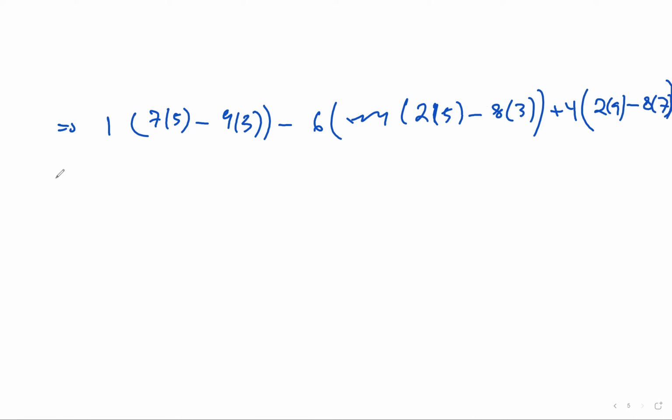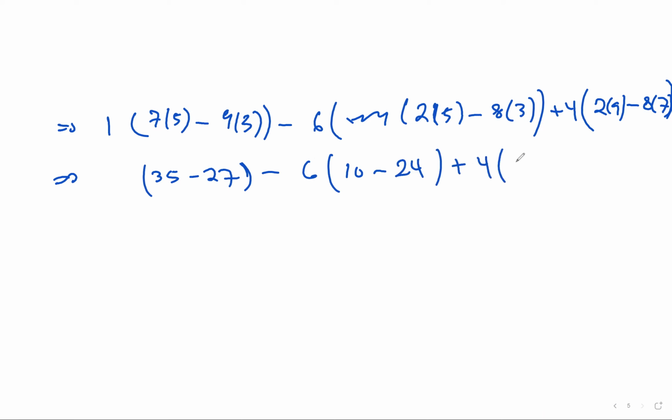So here we have 7 times 5 is 35, and 9 times 3 is 27. And then it's minus 6. And then we do 10 minus 24, 8 times 3, and then plus 4, and then we have 2 times 9 is 18, and then 8 times 7 is 56.